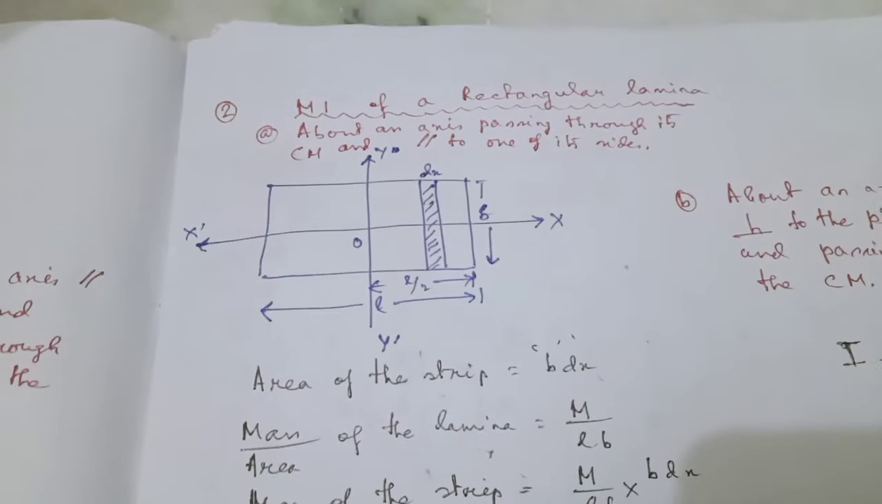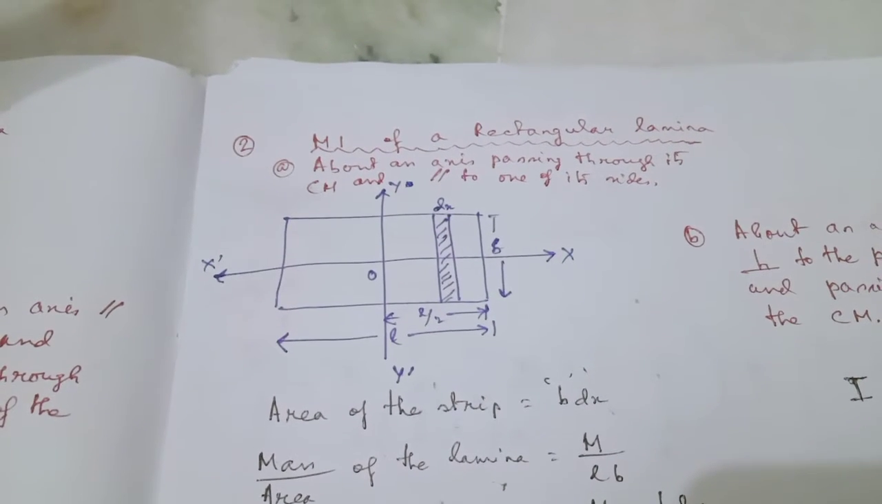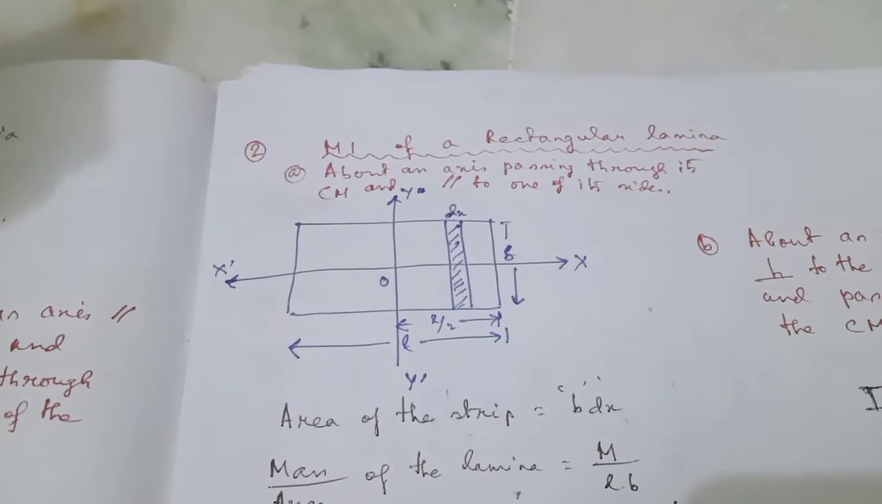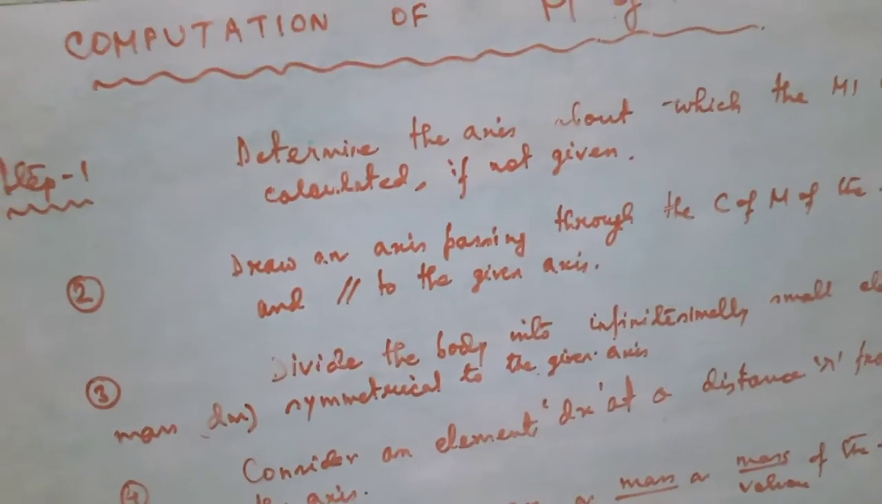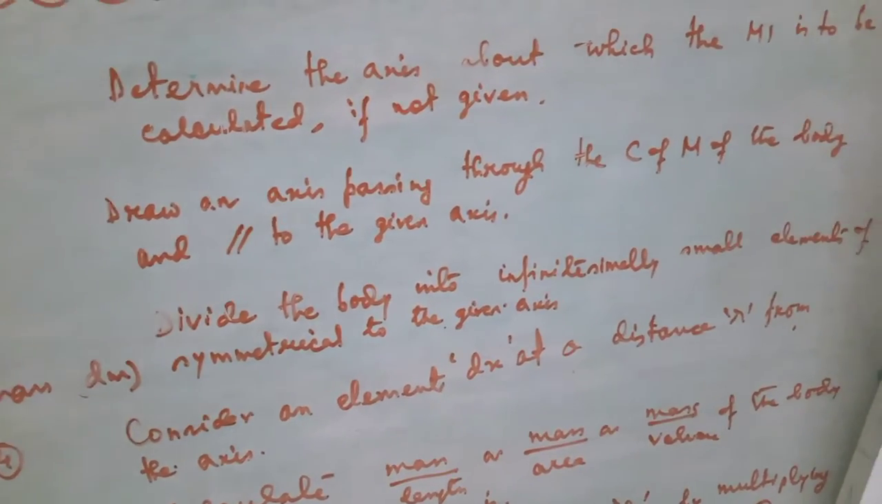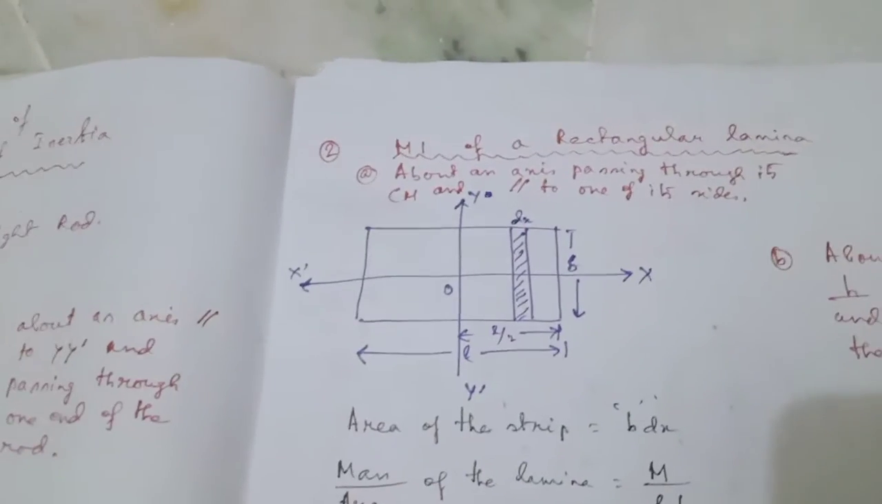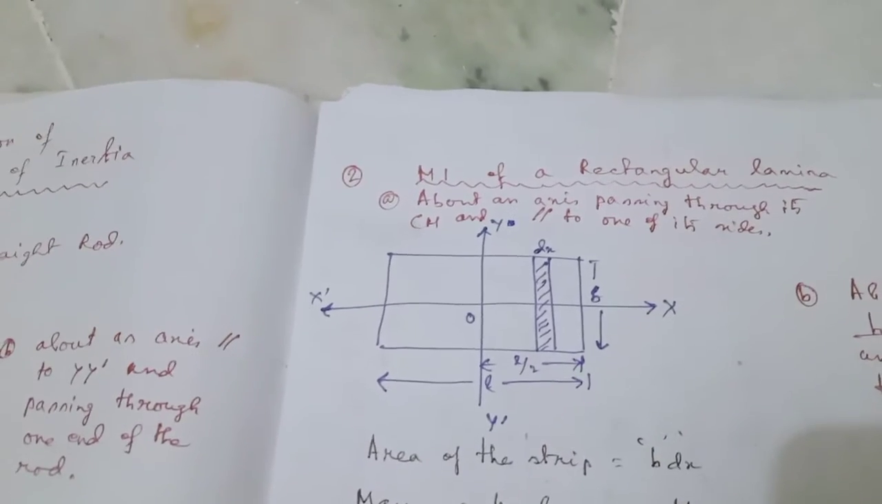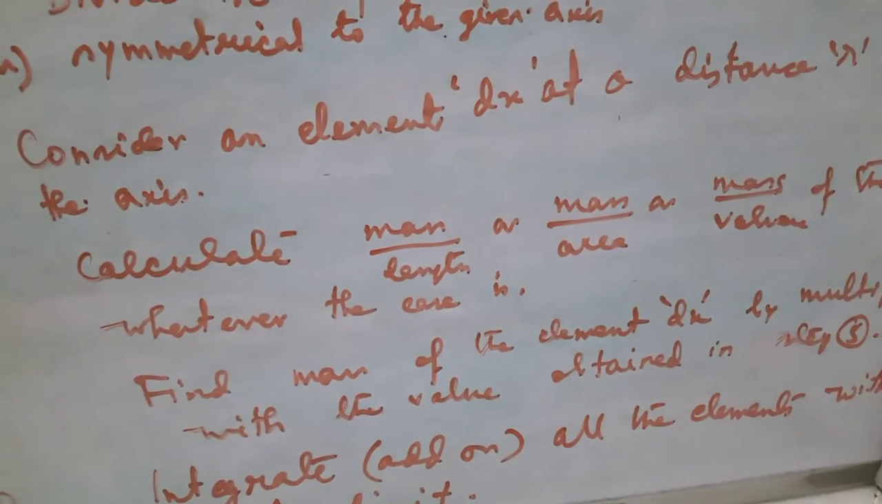Now what are we going to compute? We are going to compute about an axis passing through its center of mass and parallel to one of its sides. Now it is parallel to B. The first two steps have already been done. We have already determined the axis drawn here. Now we have to divide it into infinitesimally small elements. Since this is an area, we have to consider a strip. So it has dx.